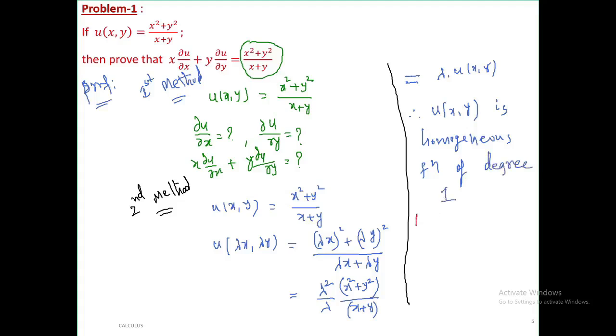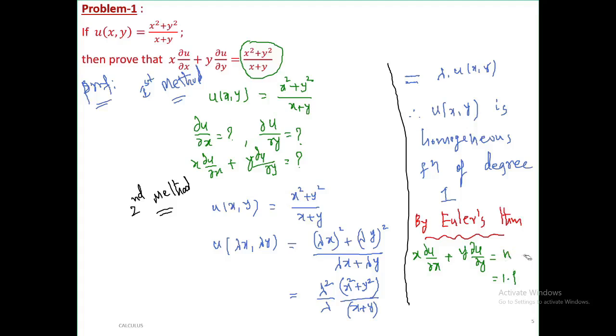Okay, by Euler's theorem, what is the conclusion? x ∂u/∂x plus y ∂u/∂y is equal to n into f. Since here u is homogeneous, in the equation you have to involve u only. But what is n? n is 1. Sorry, n into u here, not f. I should make a note of it.